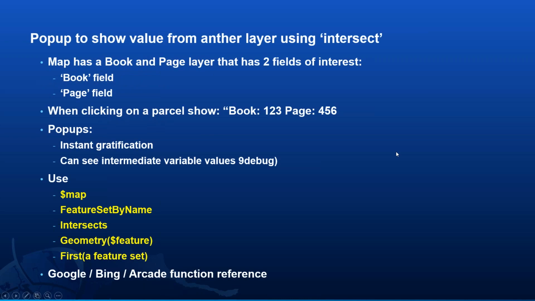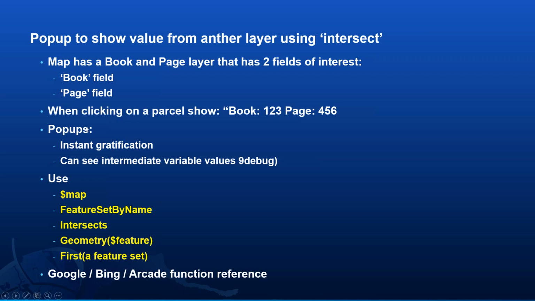Now we're going to start with a pop-up. As you can see in the map, there's another layer on top called book and page. That's like the index map in Jones in Oregon. It has two fields that we are interested in: the book field and the page field. When we click on a parcel with the identifier, with the Explorer tool, we want to see this string come up: book number, page number, just like the label there. Don't cheat and go to the label yet.